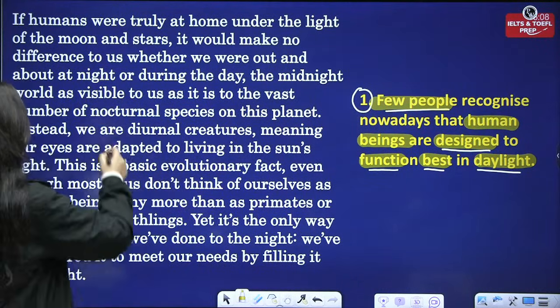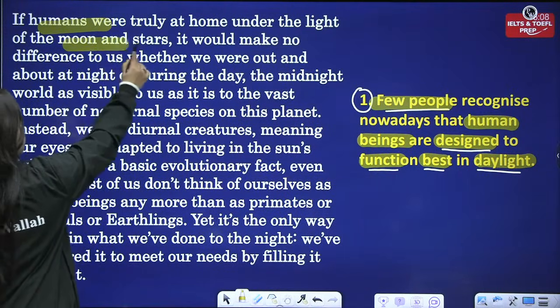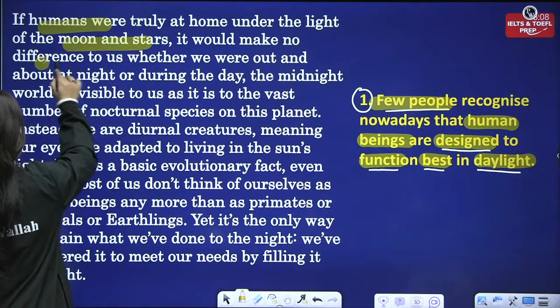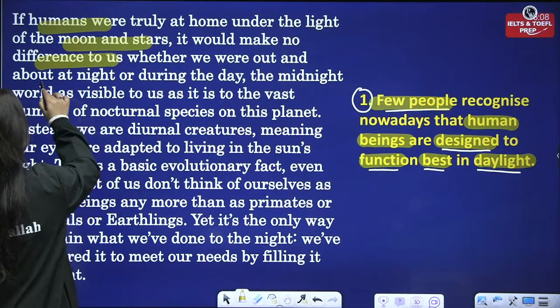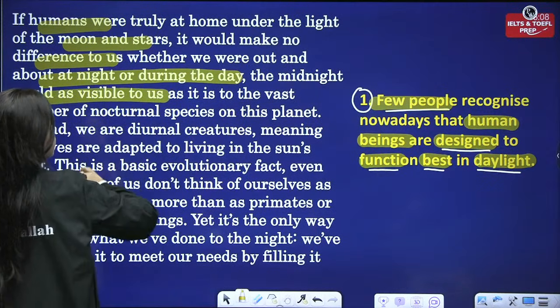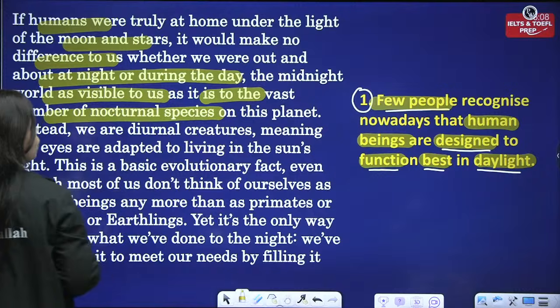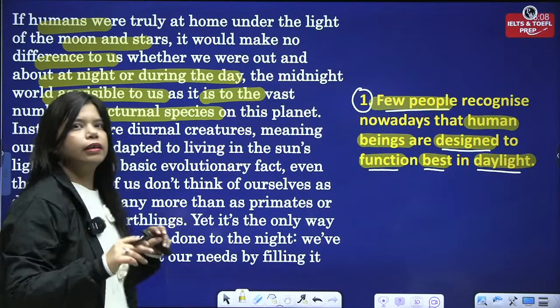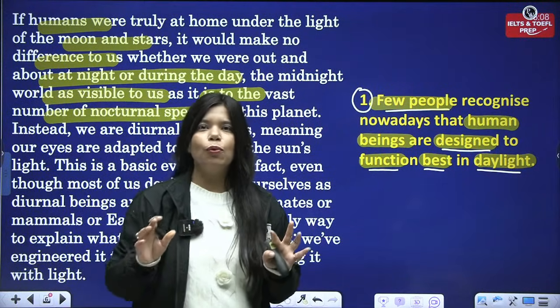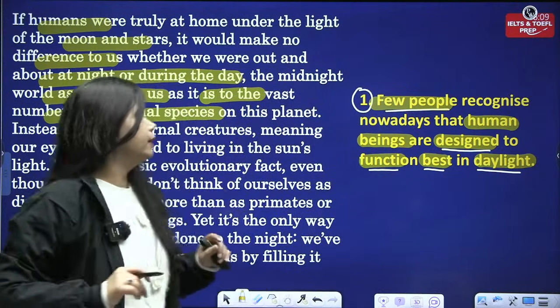It says if humans were truly at home under the light of the moon and stars, it would make no difference to us whether we were out and about at night or during the day. The midnight world as visible to us as it is to the vast number of nocturnal species on this planet. Quite a lengthy sentence and ye lengthy sentences hi aap logon ko dukhi karte hain. But let's move forward to the relevant area.